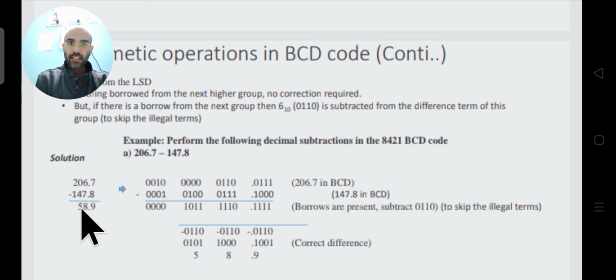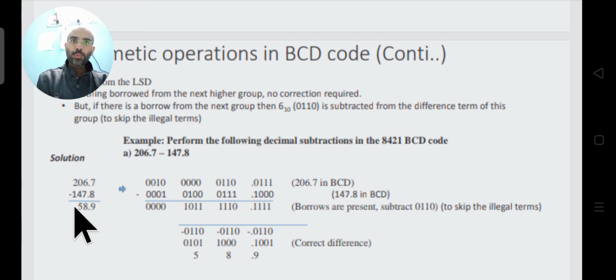Now here it is 9. So 9 minus 4 is 5. Now this is 1, so 1 minus 1 is 0. So your correct answer is 58.9. If you subtract 147.8 from 206.7, the answer should be 58.9.